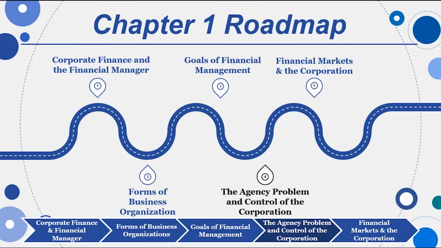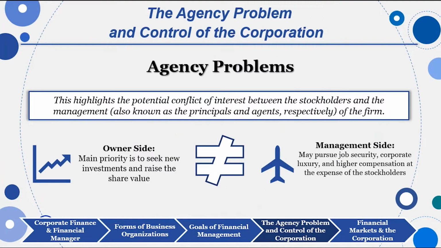What is our next learning objective? The agency problem. Can you get into an agency problem as a young person, as a student, as a mid-manager, as an upper-level manager? There might be a conflict of interest between the stockholders and the management of the firm, the principals, and the agents of the firm.